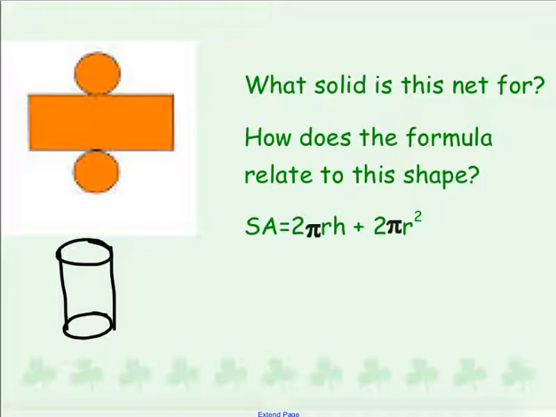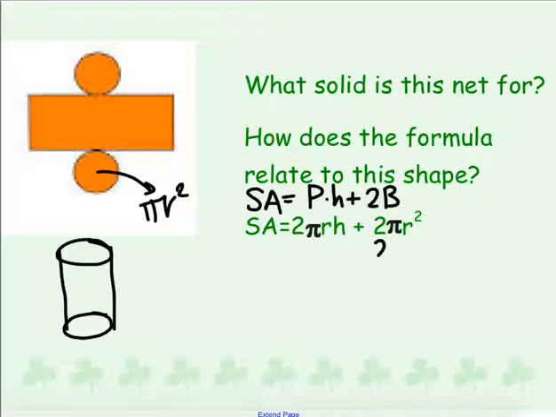So if we have the formula for surface area for this, well, typically when we think about surface area, we are saying 2 times the area of the base plus the perimeter times the height. And if we look at this, 2 times the area of the base, well, the area of the base is a circle, which is pi r squared. So we have 2 of them, 2 pi r squared.